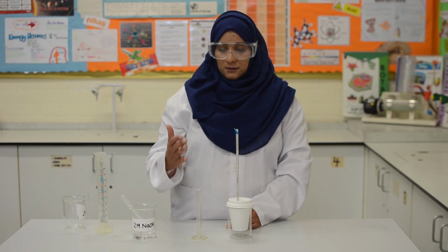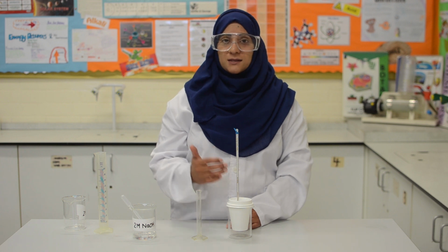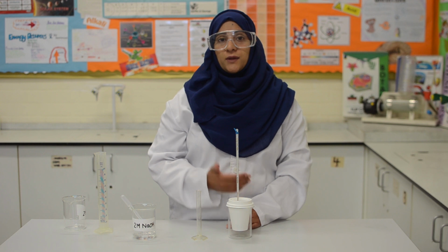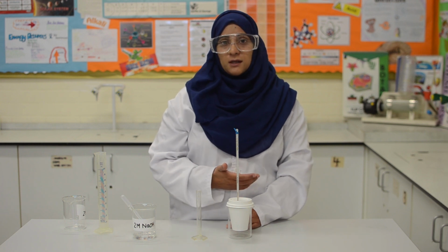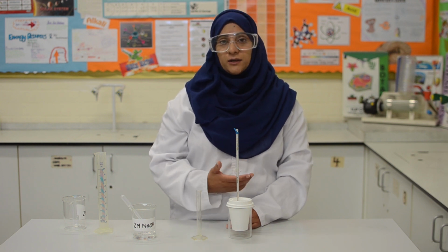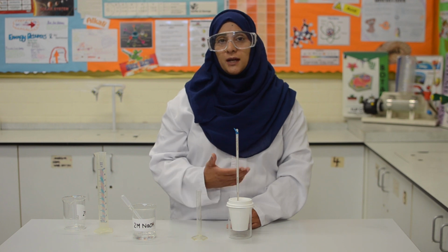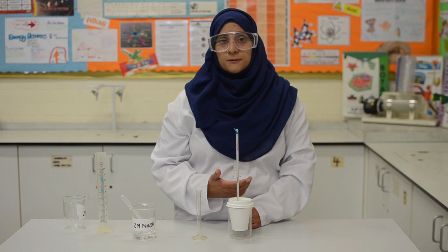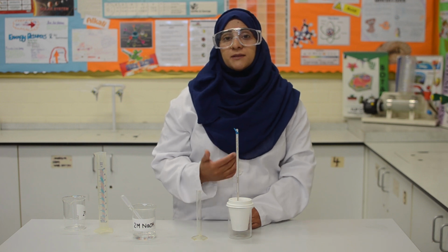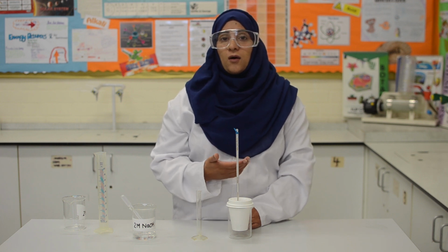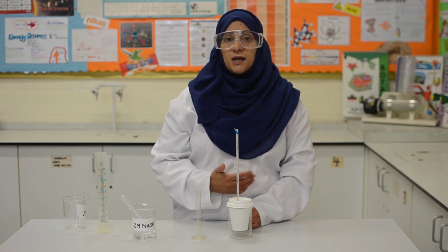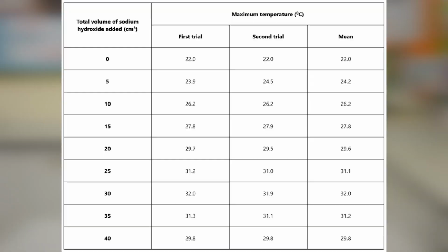Now, we need to repeat this step for a second trial so that we can obtain results to work out a mean value. And we calculate mean value so that we can get accurate and reliable results. The maximum temperature reached on each addition of sodium hydroxide should be recorded in a results table, and also the mean values should be recorded in the table.